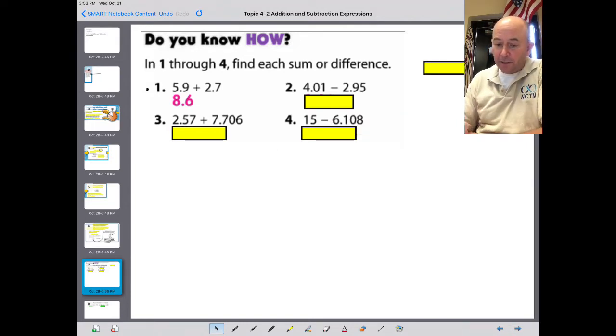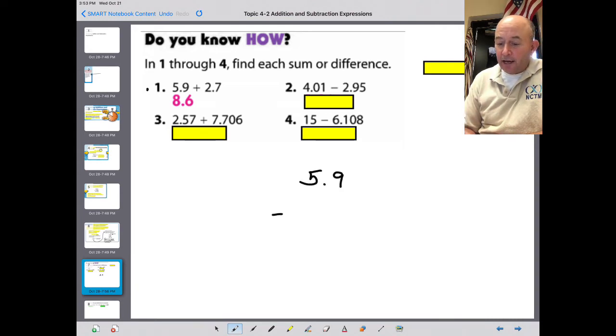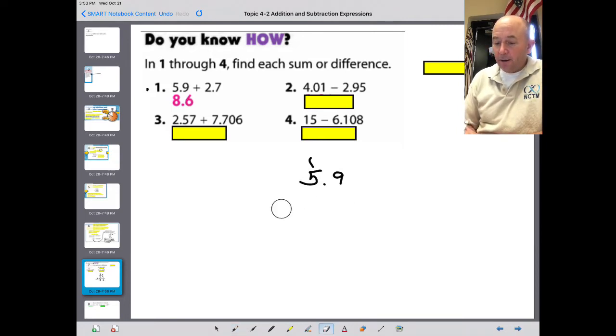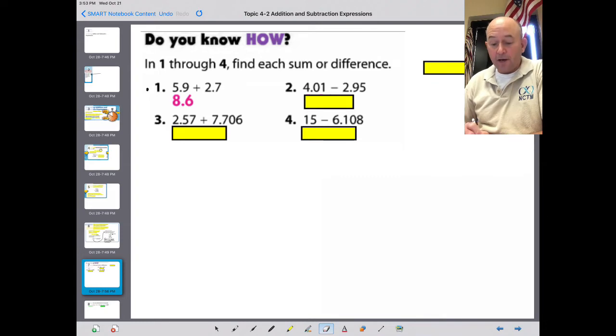We know that because if we take 5 9/10 and we add it to 2 7/10. Notice how I lined up my decimal points. 9 plus 7 is 16. Regroup across the decimal points into the ones place. 1 plus 5 is 6. 6 plus 2 is 8. Bring down your decimal point, and there's your answer, okay? Go ahead and pause the video and try number 2.